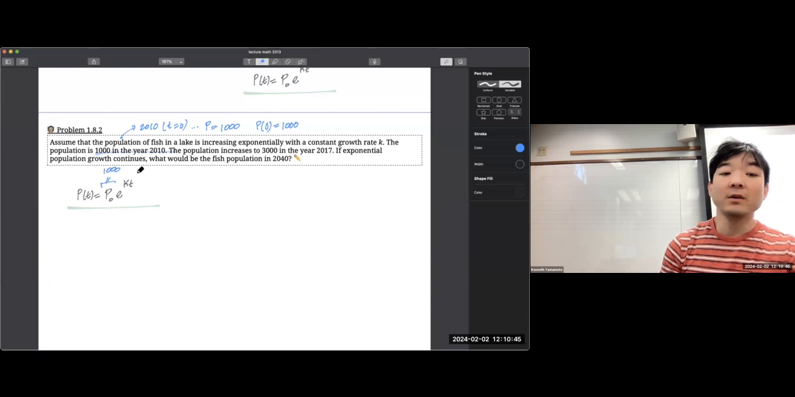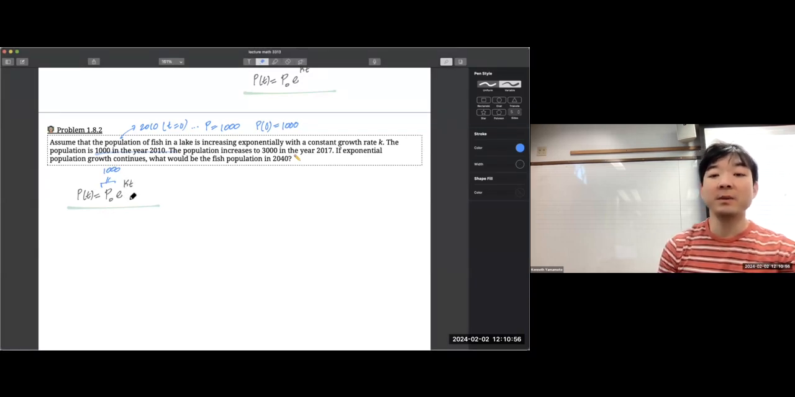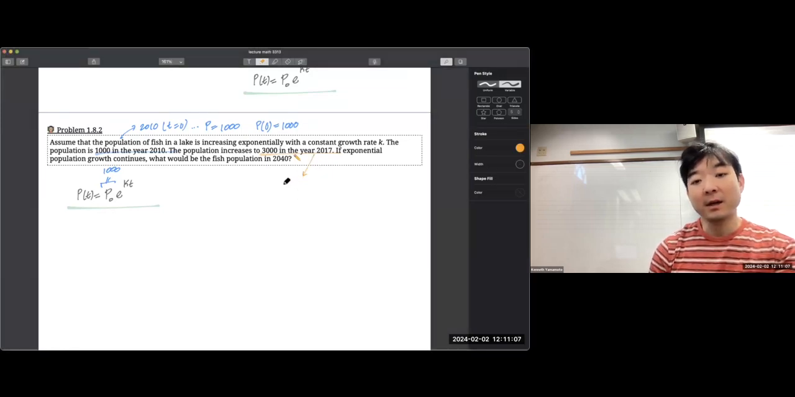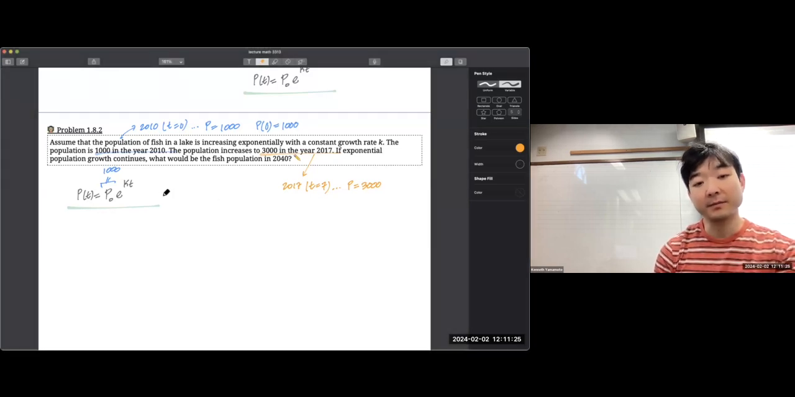And then this model still isn't going to be fully complete without also determining K. K is like the growth rate. And how we determine the growth rate comes from using another piece of data that they give us, which is that it increases to 3,000 in the year 2017. So 2017 is t equals 7. So if you're using 2010 as t equals 0, and at that point you have a population of 3,000, you can plug that into this model. If you do that, then you have 3,000 is the population at, we know the initial is 1,000, so I'll use that, e to the k times 7.